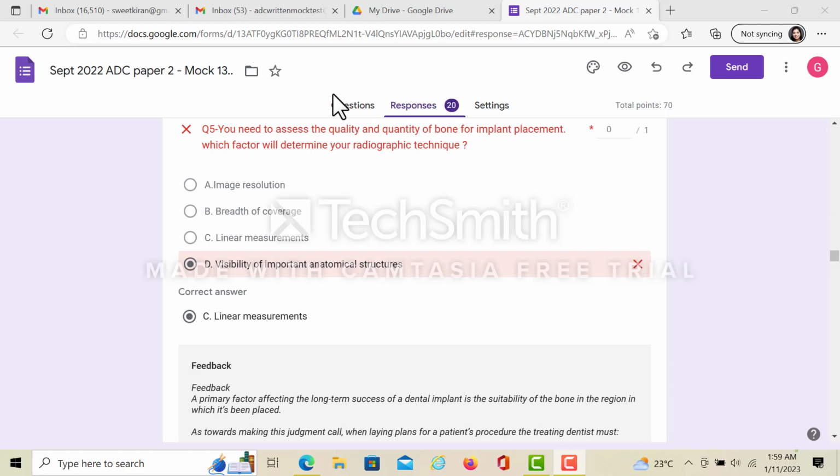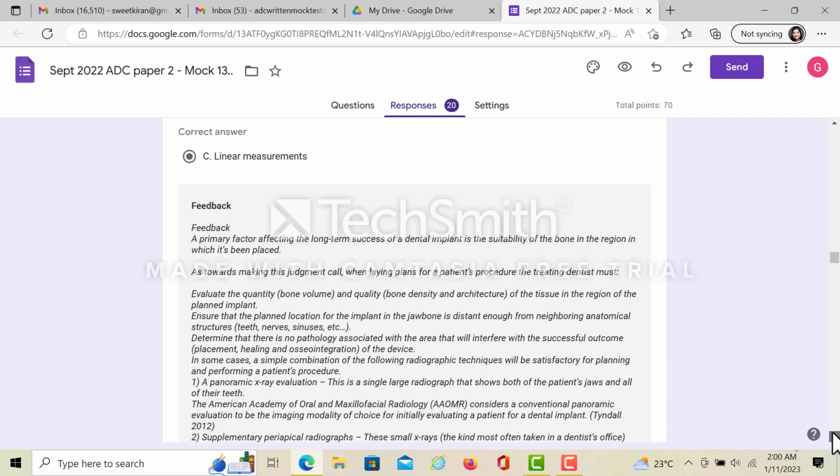So though this option looks like a very tempting option that you should go for, you're not understanding what the question is asking. You need to read the question properly. The question is actually asking you which radiographic technique is best for the implants if you want to check the quality and the quantity of the bone, and hence the answer becomes linear measurement or synonym pseudo CT. Understood? So let's go ahead.